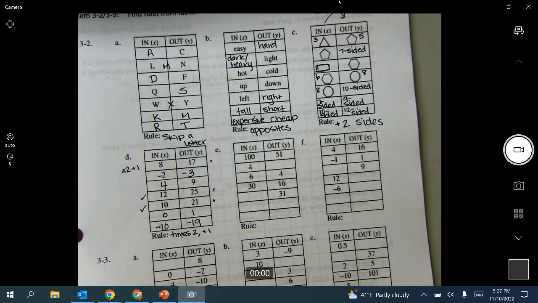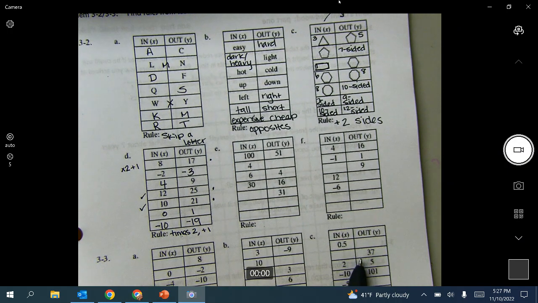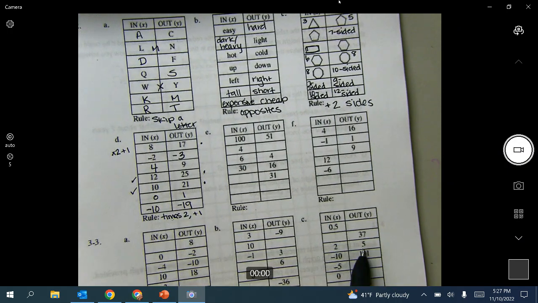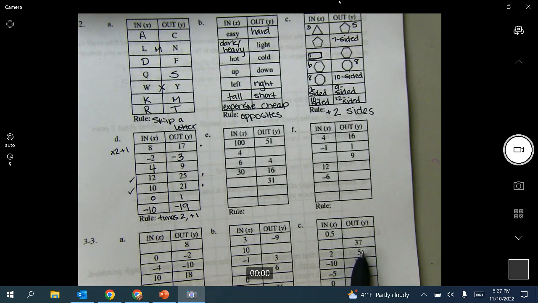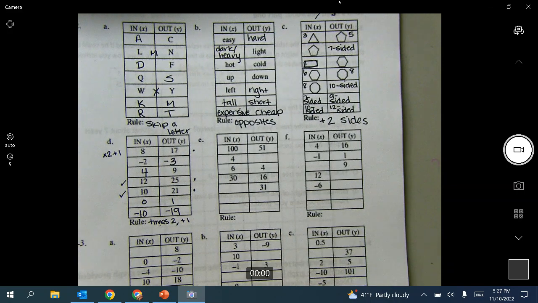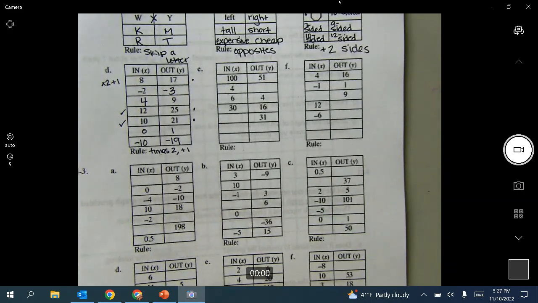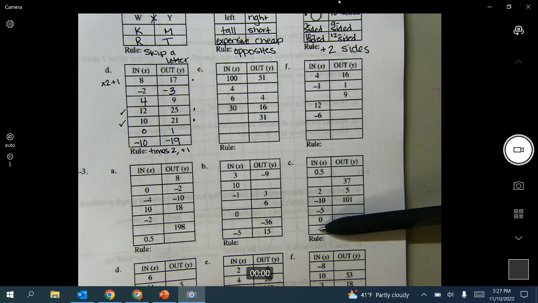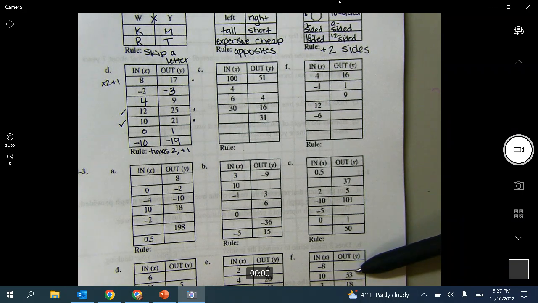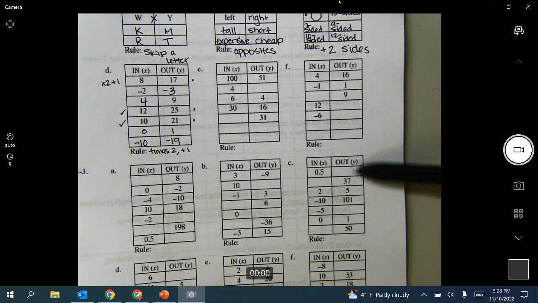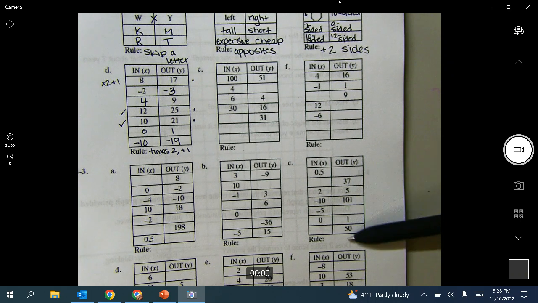Let's see here. Let's go down to C in this second part right here. So now we're on this 3, 3. And let's look at C here, okay? So this one's got a decimal in it, and it makes that a little scary. But I also see that it doesn't matter if my number is negative or positive for my input. My output is always positive. So I'm already thinking something weird over here.